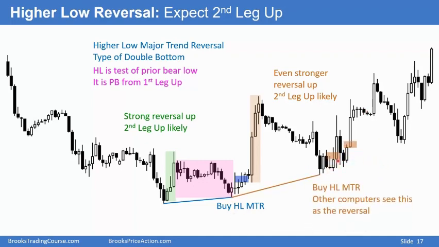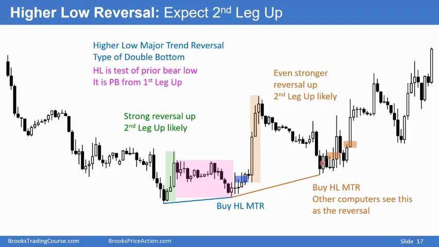It's a bigger, higher low major trend reversal. We have a bear trend, a breakout not completely out of the bear channel, but higher low major trend reversal. Now we have a bear trend, clearly a strong breakout far above the top of the channel. Traders will look at any reversal down as likely to fail, and they'll buy a reversal up.